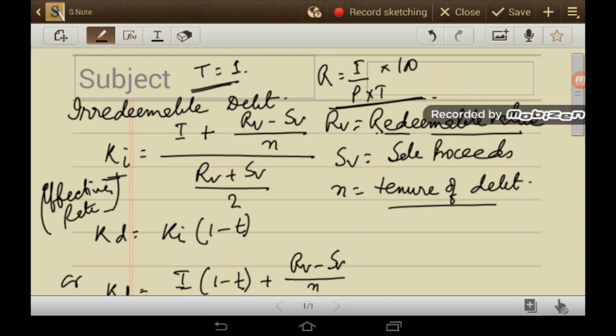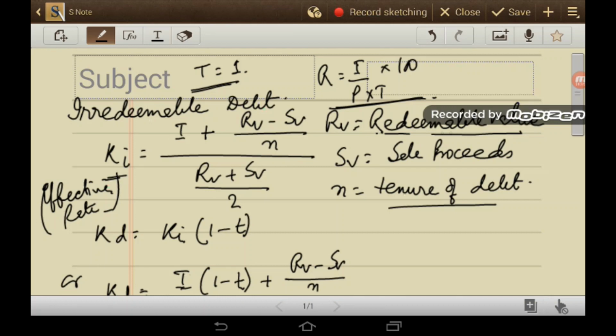And RV minus SB is the difference. Whatever excess amount is paid to the debt holder at the end of the tenure of the debt is divided by N. So the total excess amount is annualized.